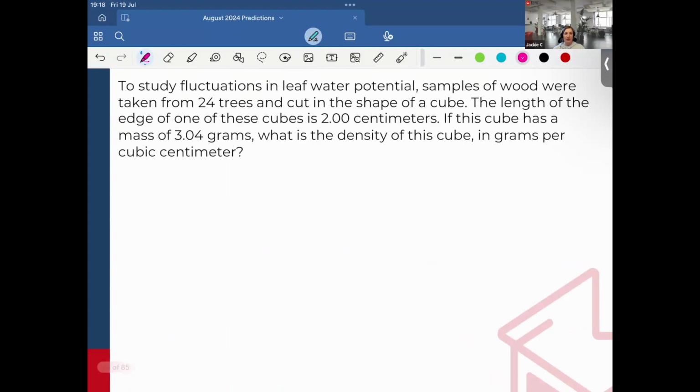Example: to study fluctuations in leaf water potential, samples of wood were taken from 24 trees and cut in the shape of a cube. The length of the edge of one of these cubes is 2 centimeters. If this cube has a mass of 3.04 grams, what is the density of this cube in grams per cubic centimeter? So we should know that density is always equal to mass over volume. So make sure you know this formula for the exam. Remember, it's not given to you. They don't always provide it, and you could have a question asking for density.